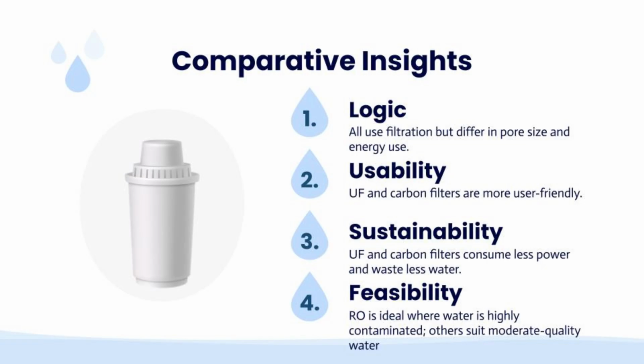Usability: UF and carbon systems are more user-friendly and suitable for daily use. Sustainability: RO is less sustainable due to energy and water waste, while UF and carbon are eco-friendlier. Feasibility: each system has its niche: RO for industrial and urban use, UF for villages, and carbon filters for pre-purification.